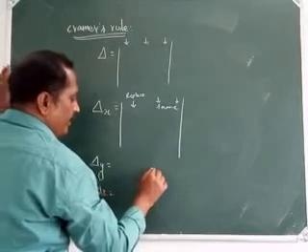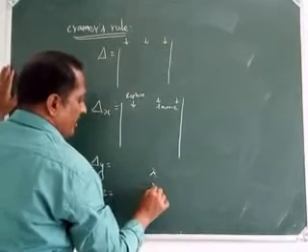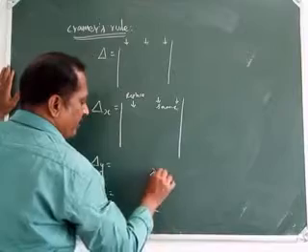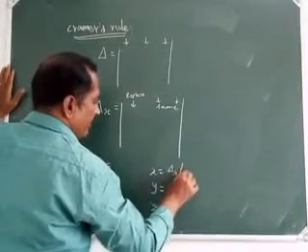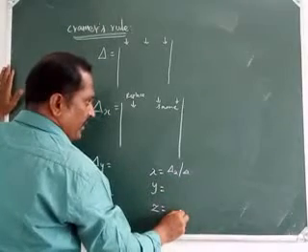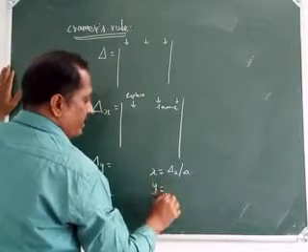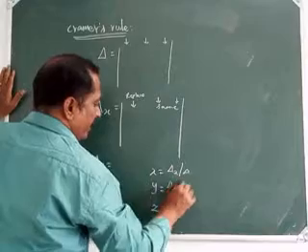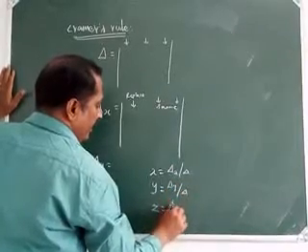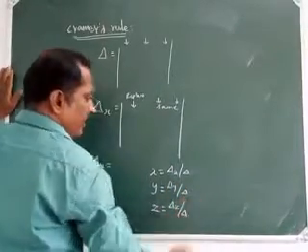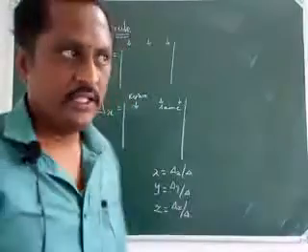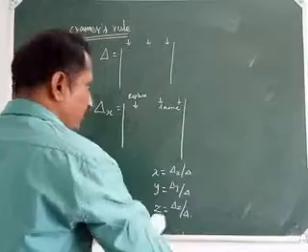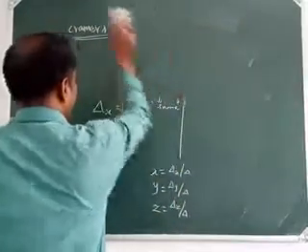And then Cramer's rule: how to calculate the x, y, z values using Cramer's rule? x is equal to delta x divided by delta. This is the formula for finding the x value, and y is delta y divided by delta, and z is delta z divided by delta. This is the method for finding the solution for the given system using Cramer's rule.